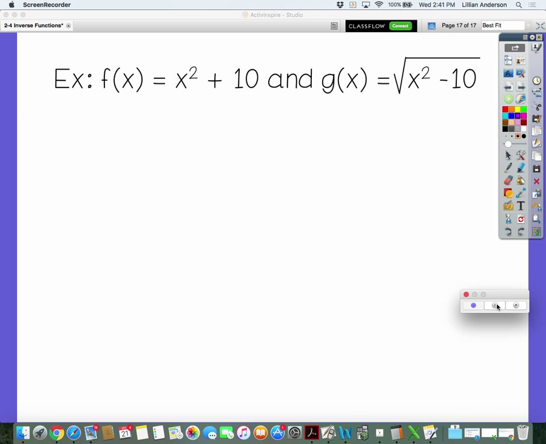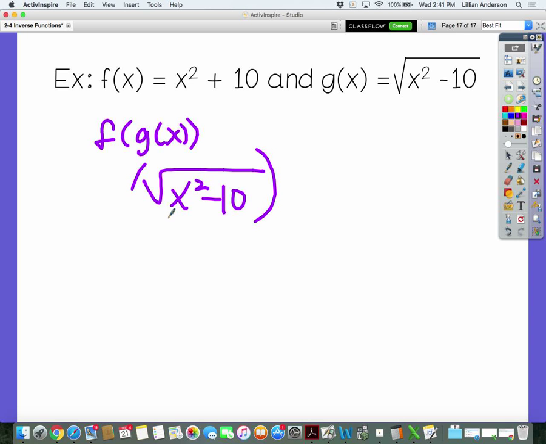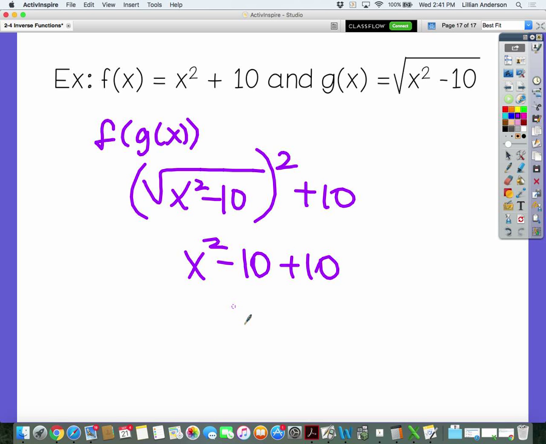Are they inverses of each other? No. Which one did not give you x? Which way? F of g of x. So when you take g and plug it in, it would have been the square root of x squared minus 10, all being squared, plus 10. What happens when you square a square root? It cancels out, but it doesn't change anything underneath the radical. The 10's cancel out, but that is not x. It is x squared. So because it does not equal x, these are not inverses of each other.